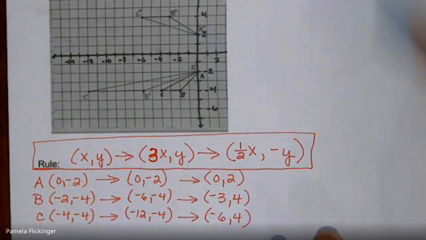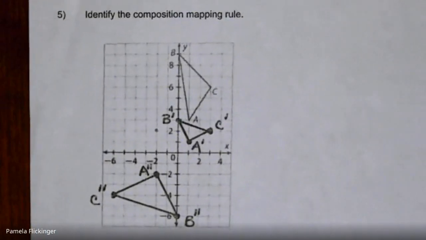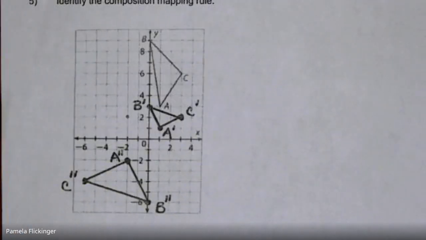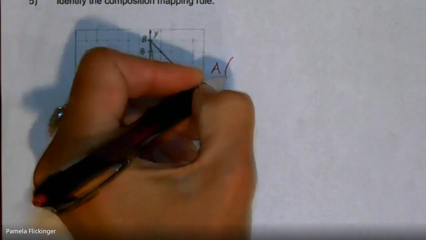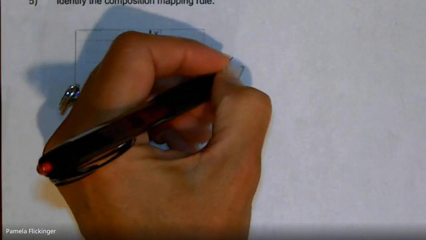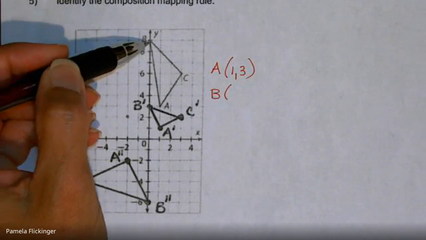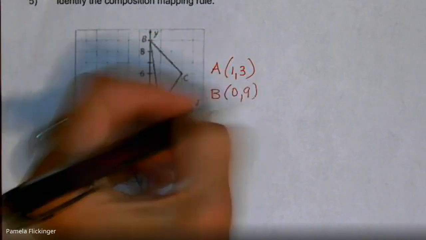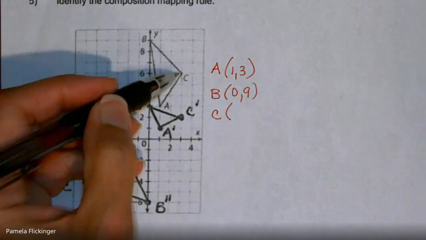Let's do one more. All right, so again, we're going to write down our coordinates starting with the normal A, B, C. So our A coordinate is 1, 3. B is 0, 9. And C is 3, 6.